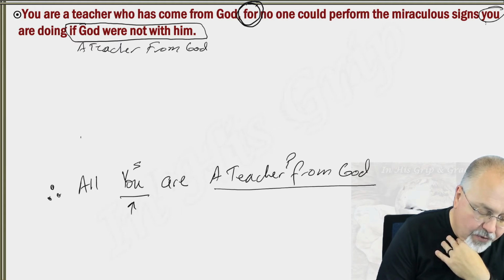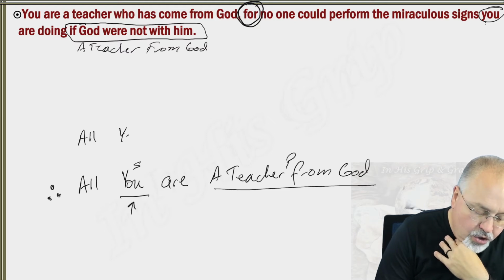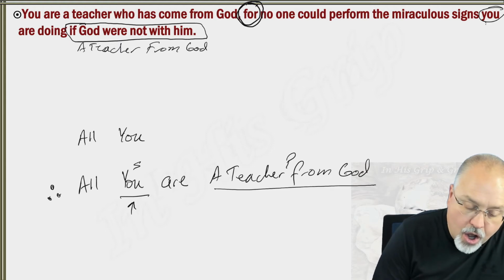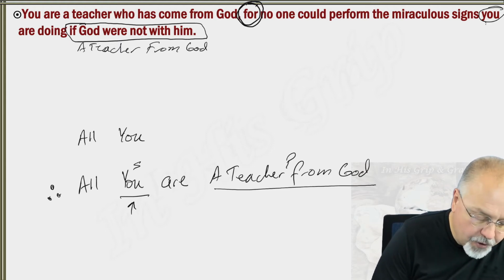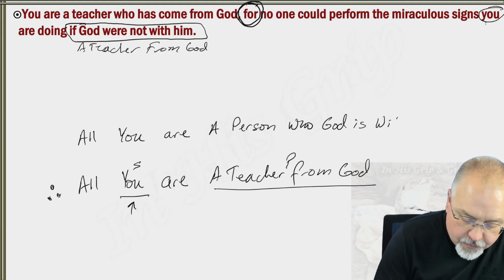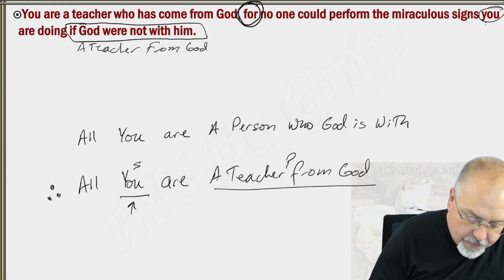So let's stick with A. All you, okay? And what are they saying? No one could perform the miraculous signs you are doing if God were not with him. All you are a person who God is with. All you are a person who God is with. Okay? There we go.